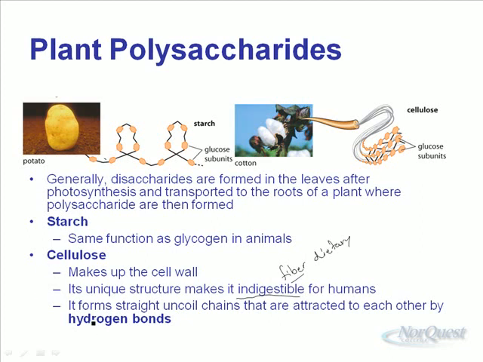And if you take a look, we mentioned a few lectures back now that hydrogen bonds would be important. Here's one mention of them right now. It turns out that these chains are attracted to each other by hydrogen bonds, these cellulose chains, and that's what gives them strength to form structures of leaves and stems.